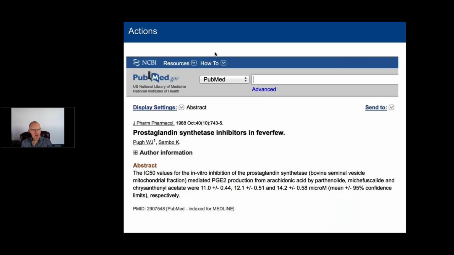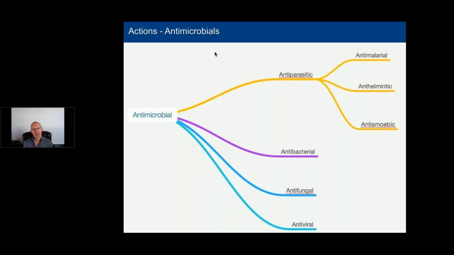And that's just a study that discusses one of the mechanisms. Prostaglandin synthetase is one of the enzymes involved in the inflammatory pathway that is responsible for producing fevers, or at least one of the things. Now, the next few slides we're going to talk about are antimicrobials.